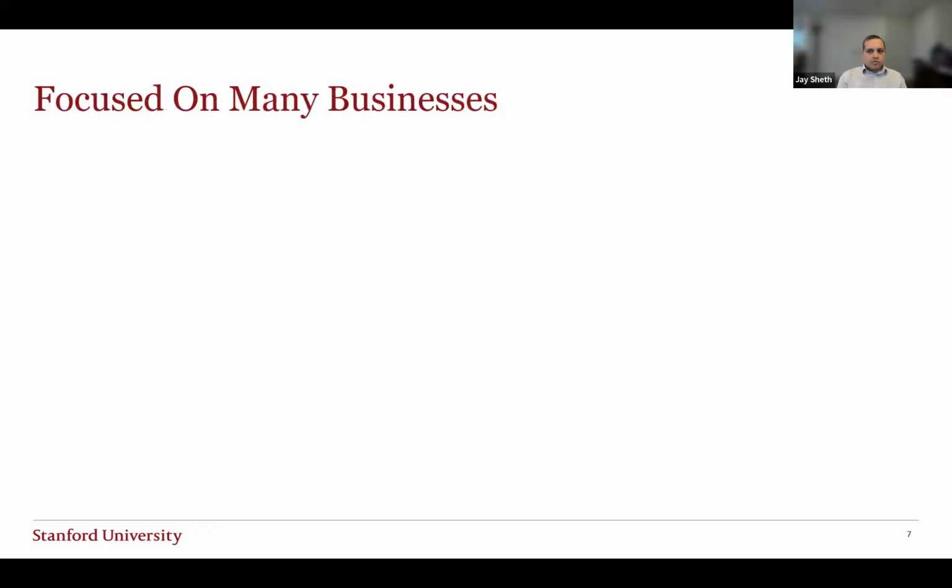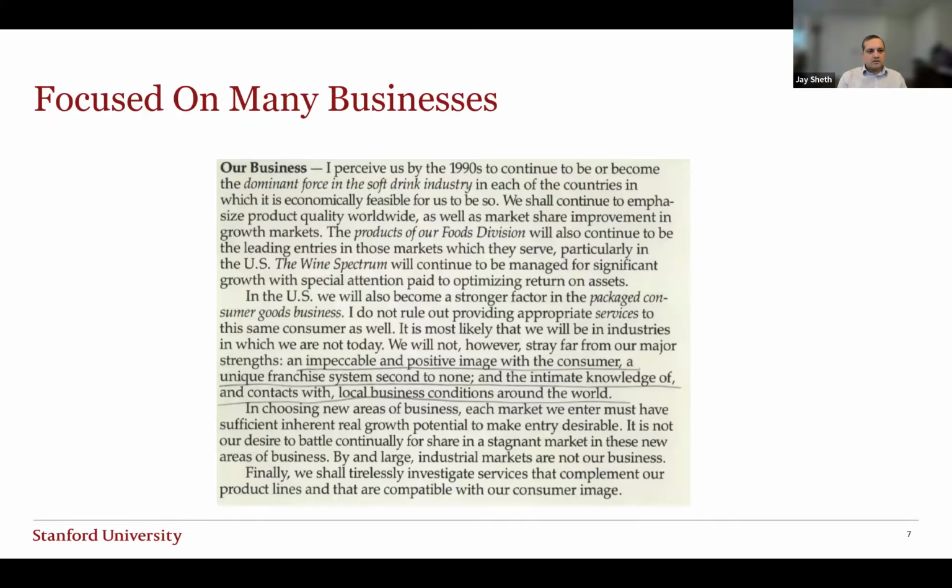If you read the 82 annual report, what you'll see is Coca-Cola was focused on many businesses. They were still a dominant force, and wanted to continue to be a dominant force, in the soft drinks industry. But they also had a foods division. If you read a little further on, they have a business called the Wine Spectrum. They were in the wine business. They wanted to become stronger in the packaged consumer goods business, and they were even talking about entering into services for the consumer. And they go on to say, most likely we will be in industries in which we're not today. So they were continuing to expand outside of the core soft drinks business.